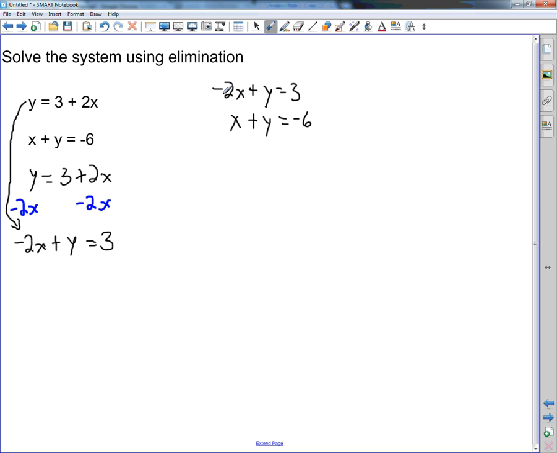So what we want to do is create the same number in front, opposite signs. Doesn't matter which variable you pick. I notice that I have a -2 here, so that means I would need a +2 here if I wanted to use the x's to eliminate. So all I need to do is multiply by 2. I'm allowed to do that if I multiply all the terms. So I still have my first equation, -2x plus y equals 3. Distribute this in, and I get 2x plus 2y equals -12.